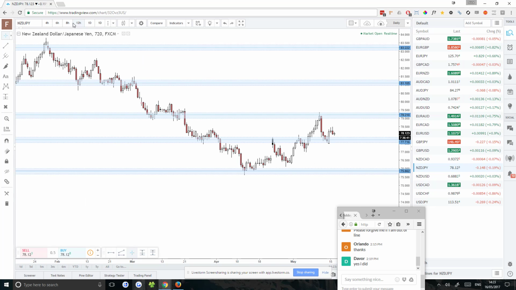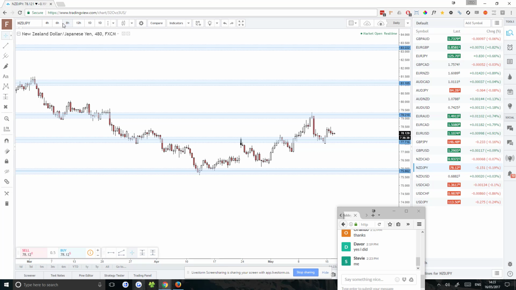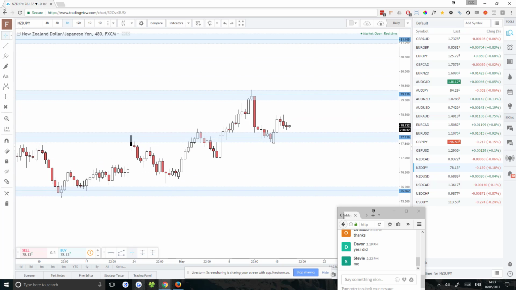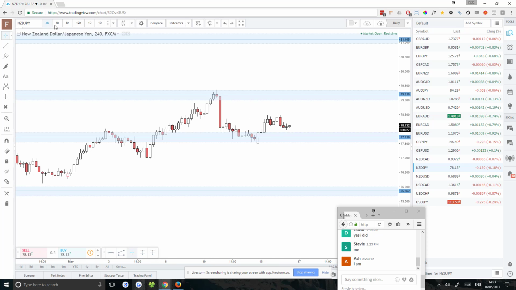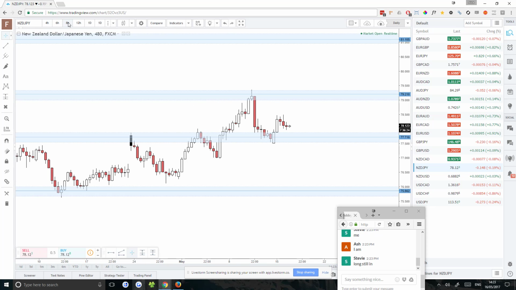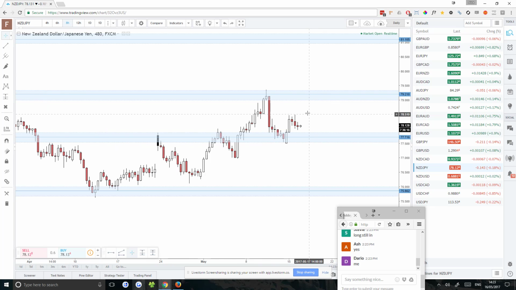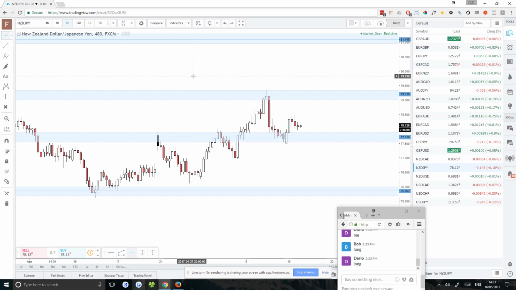Wait, some of you guys were in a short on New Zealand JPY. I missed that trade. Or was it a long? It was a long, sorry. Some of you guys were in a long yesterday. Let's see how that's going now. You're still in it, Ash? Definitely slowed down. Did I share a short last week on New Zealand JPY? Can't remember.